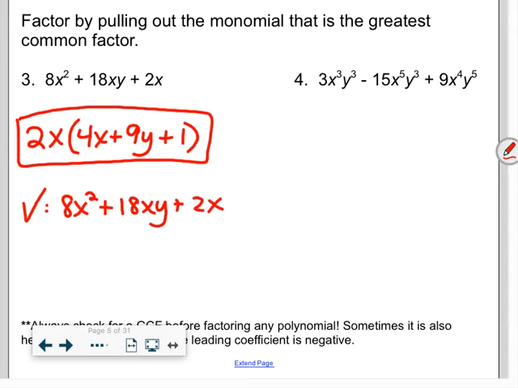Would it be 3x to the third? And then y to the third? Yes, there you go. Okay, here's the GCF. 3x cubed, y cubed. They all have a 3 factor. They all have a y cubed, and they all have an x cubed. So then this will be what? 1 minus 5x squared plus 3xy squared.